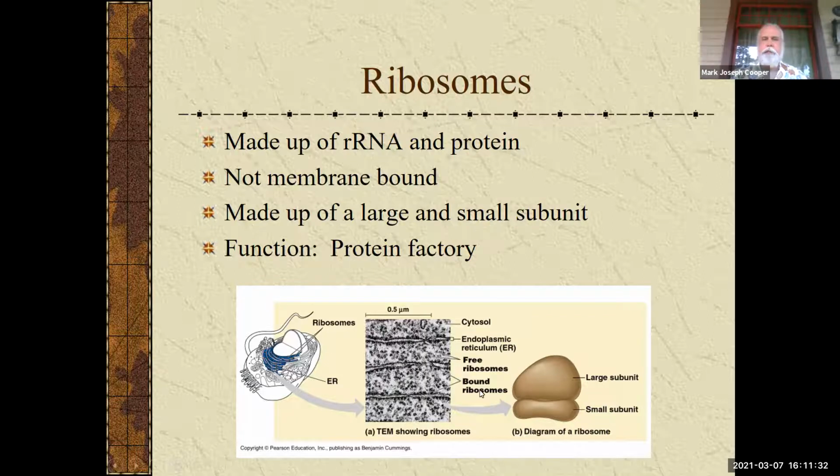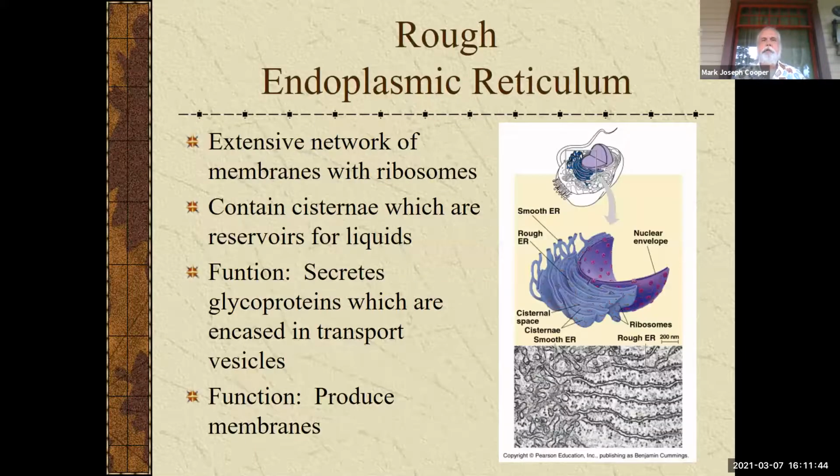There are two different types, free and bound. The free are floating freely, obviously, and the bound are attached to the endoplasmic reticulum, or ER, which we will talk about shortly. All right, so the endoplasmic reticulum, there are two types, rough and smooth. We'll start with the rough one. These are the ones with the bound ribosomes. There are extensive networks of membranes. They contain cisternae, a cistern being something that holds a liquid. They are producing proteins, usually secreting glycoproteins, which are then placed into vesicles. One of the major functions of the rough endoplasmic reticulum is to produce more membranes for the cell.